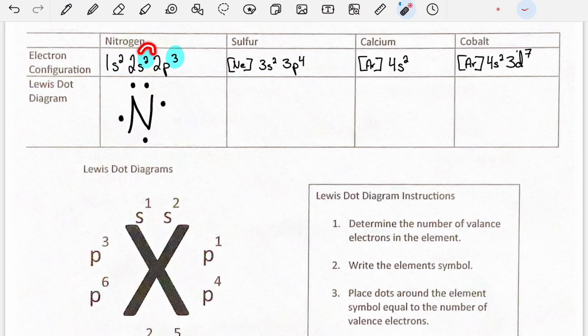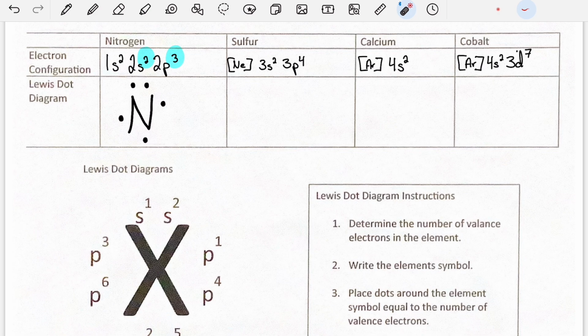So my 2 electrons in the 2s are at the top. My 3 in the 2p are around the 3 sides. Again, because electrons in same energy orbitals are going to spread out before they pair up. And that's because electrons are negative and they naturally repel each other.